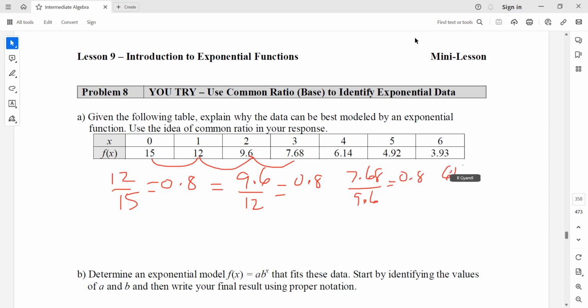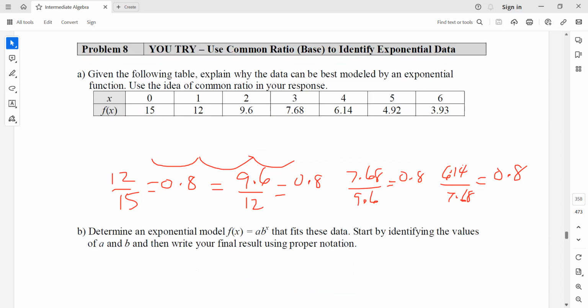6.14, oops, over 7.68. Put it in a calculator, you get 0.8. What is going on? It means 0.8 is going to be our b, which is our base, or our common ratio. So this tells us that this is exponential. All right? Okay.